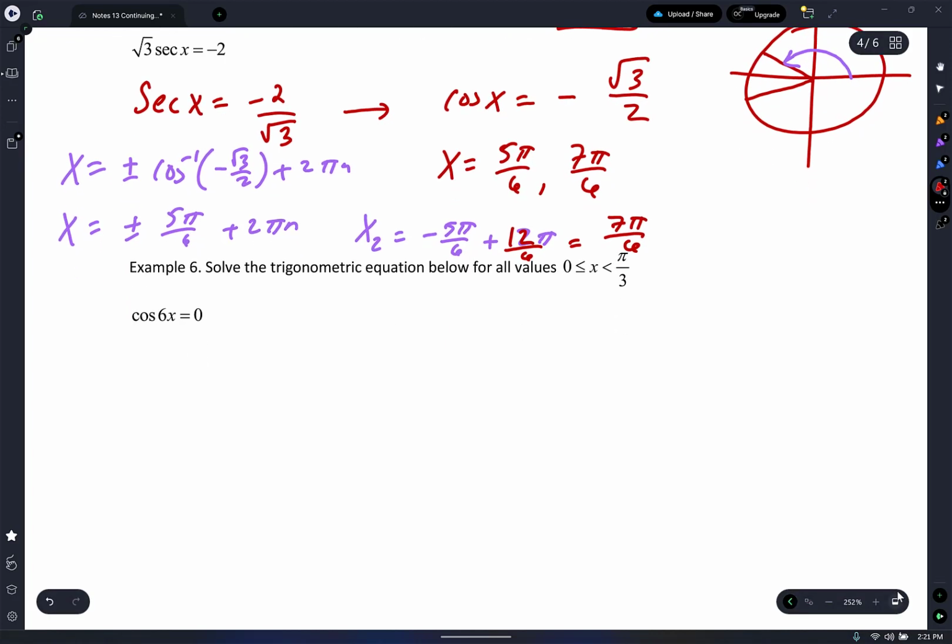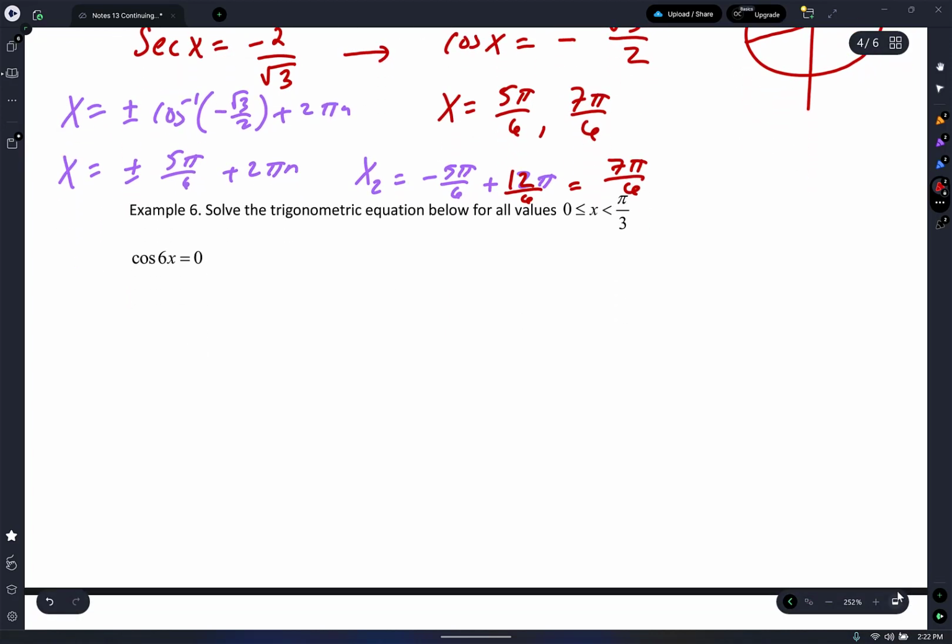All right, example 6. We're going to go slow on this one because this argument is not an x. I have cosine 6x equals 0. So the first thing you want to do is get 6x by itself. And you do that by doing the inverse. Now, I like to put plus minus, but if you don't want to, that is fine. You don't have to put the plus minus, guys. Not for these when they're perfect coordinates.